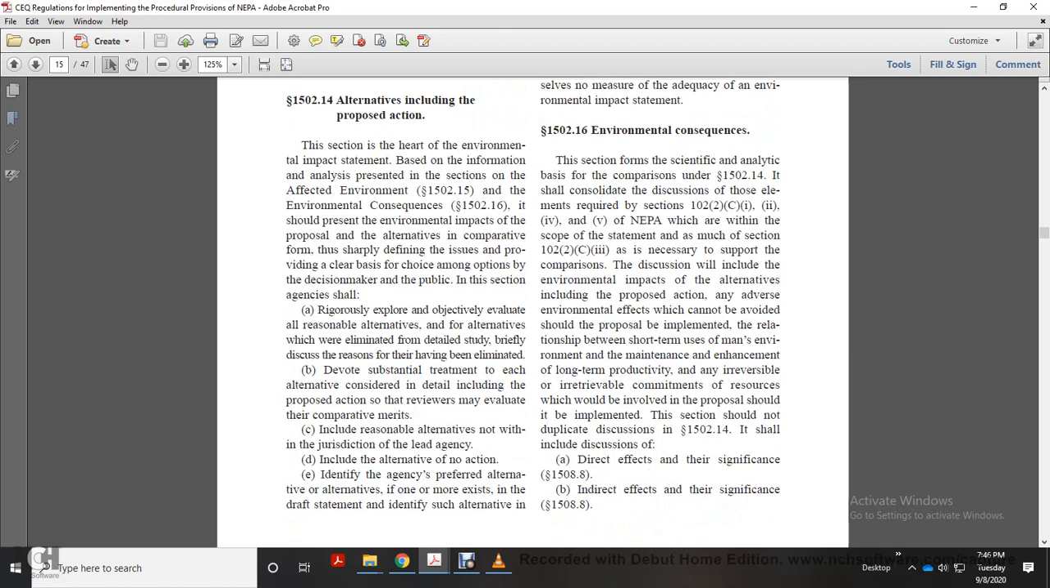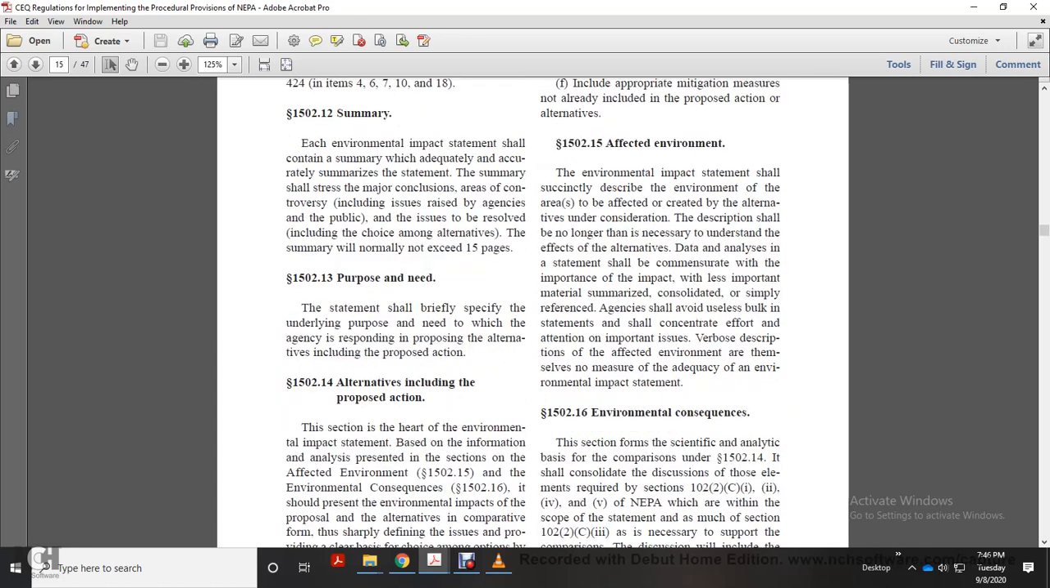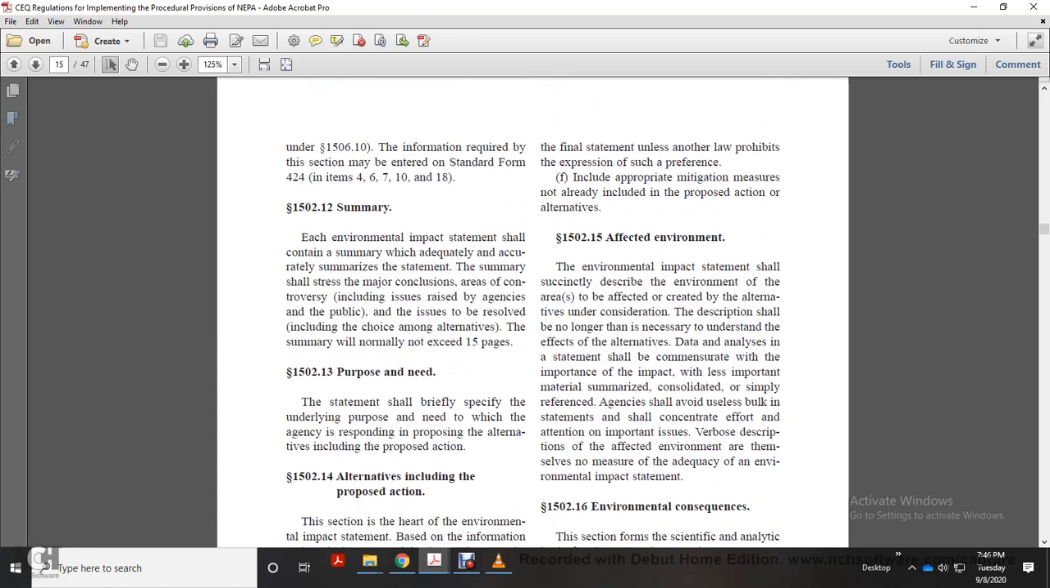Include reasonable alternatives not within the jurisdiction of the lead agency. Include the alternative of no action. Identify the agency's preferred alternative or alternatives, if one or more exists, in the draft statement, and identify such alternative in the final statement, unless another law prohibits the expression of such a preference. Include appropriate mitigation measures not already included in the proposed action or alternatives.